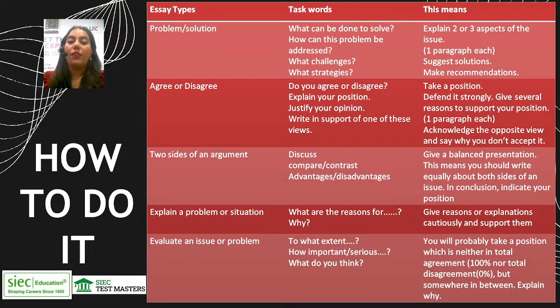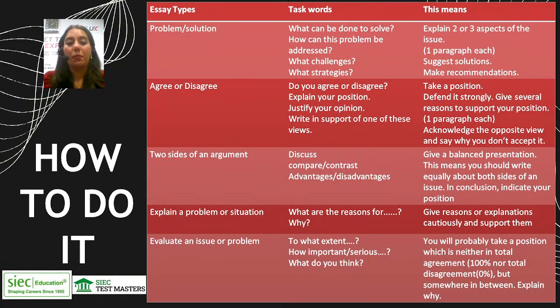All right. Now, the next part is explain a problem or solution. Let's say there is this question which asks us, global warming is increasing, and because of it, the water level is rising at an alarming rate, right? Now, what are the reasons for it? Why do you think that is so, right? In that case, you need to give reasons and explain thoroughly, very carefully, and support them, right? These are the things which you need to attempt in your task too.